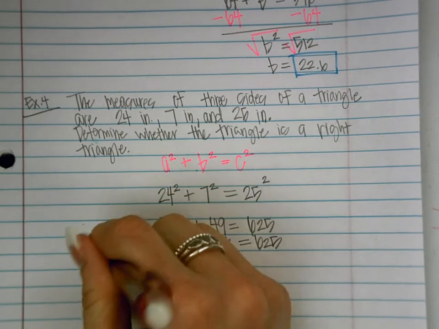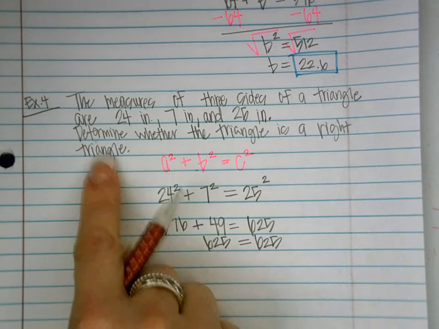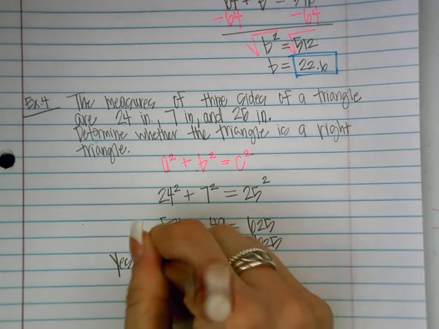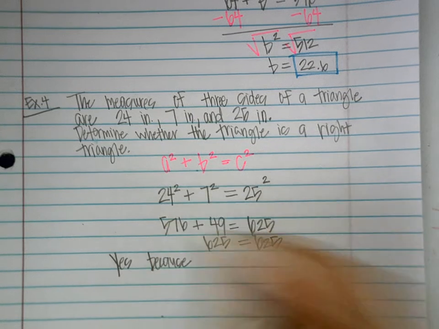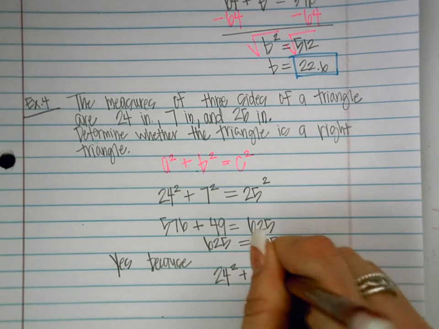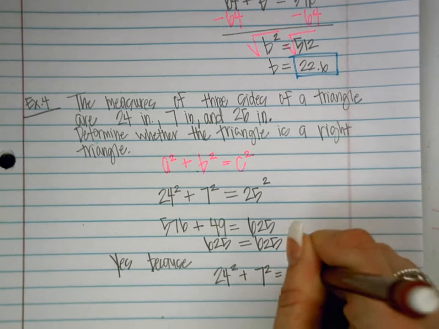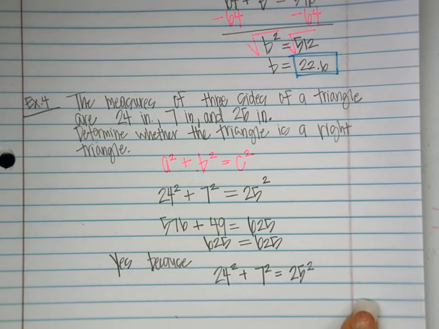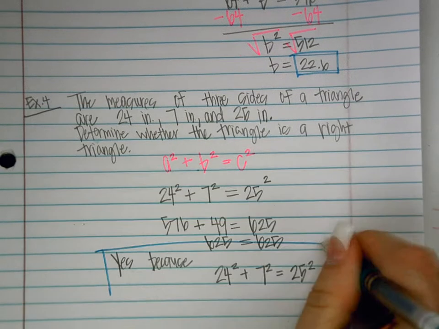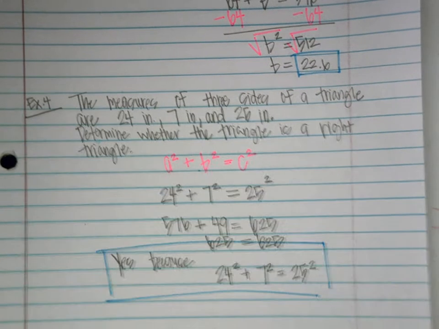So, determine whether the triangle is a right triangle. Yes, it's a right triangle, and the reason is because 24 squared plus 7 squared equals 25 squared. If it says justify your answer, that's what you're supposed to be writing.